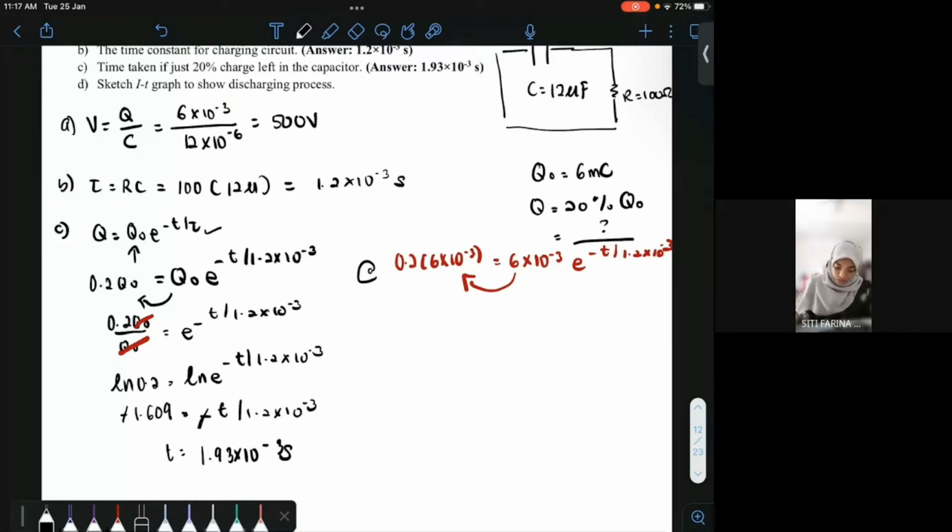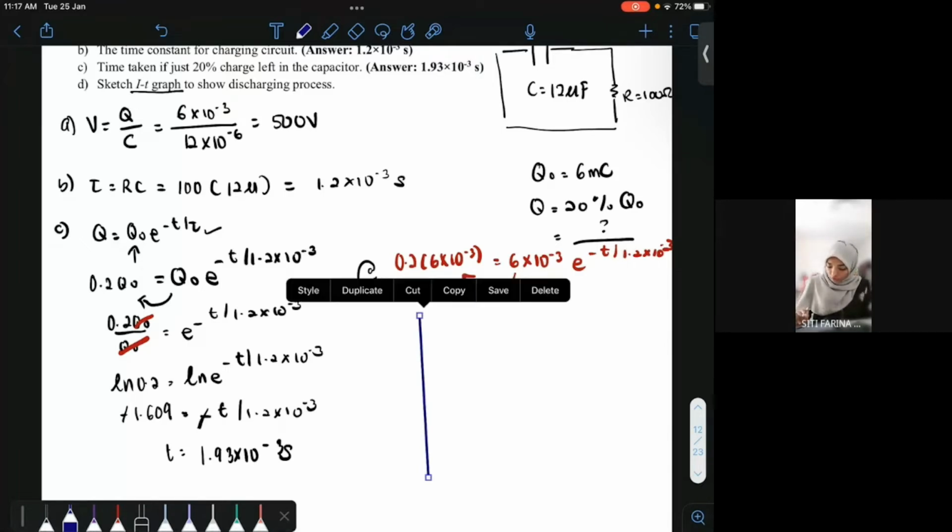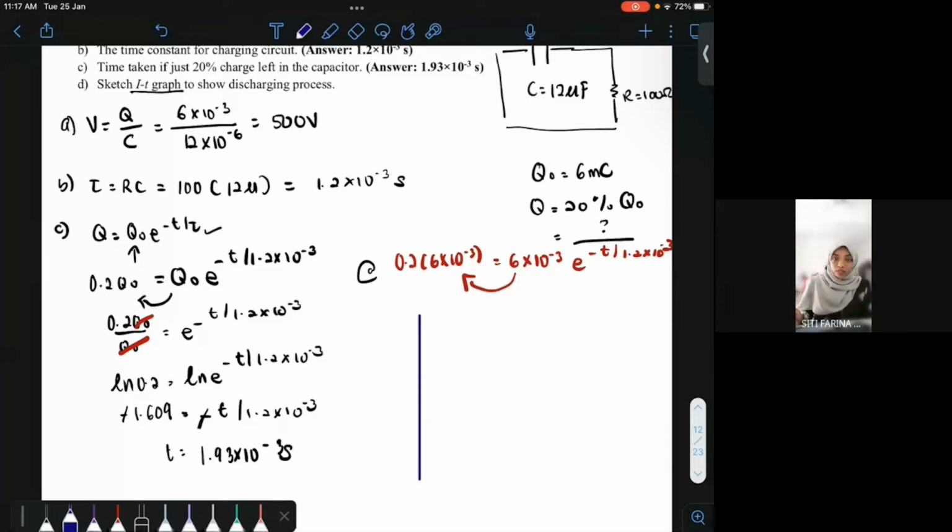Next, you should sketch the I versus t graph to show discharging. To sketch, we start with the axes first. For discharging, the current flows in the opposite direction. Since it flows in the opposite direction, we will have a negative axis. The current will be on the negative axis here. So this is your t, this is your I in amperes.